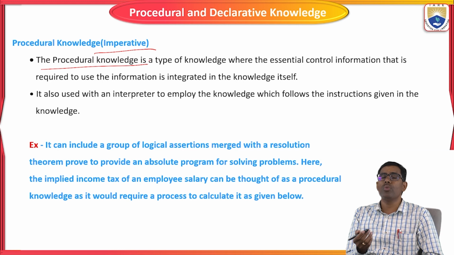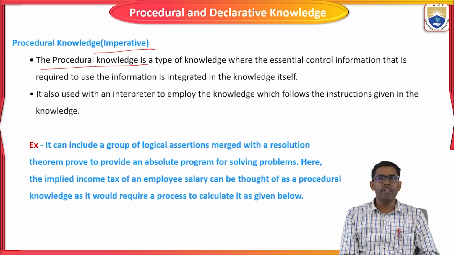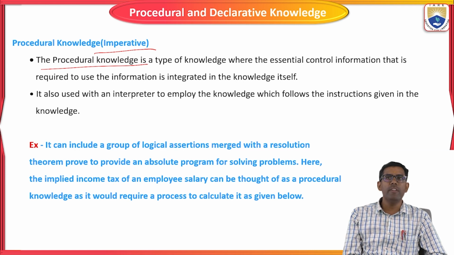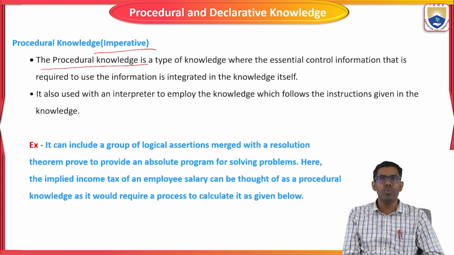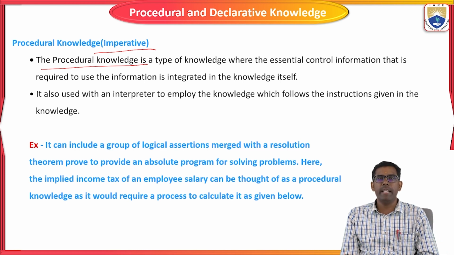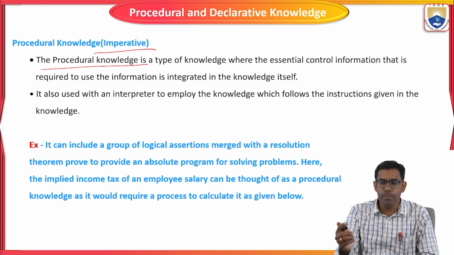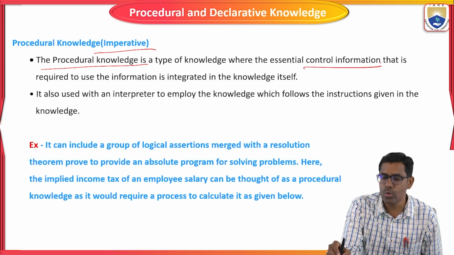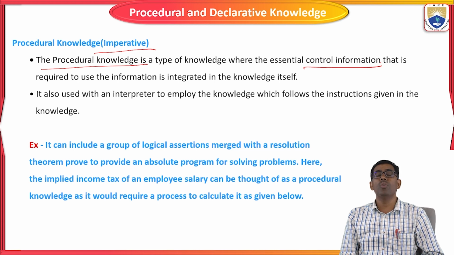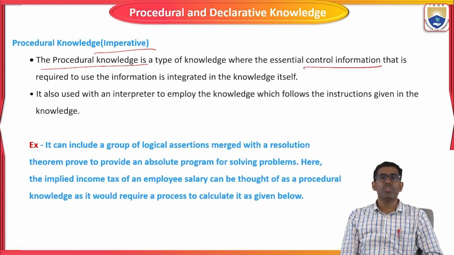One type of knowledge representation is procedural knowledge, where the essential control information required to use the information is integrated. The important point is the control information. To use procedural knowledge in artificial intelligence machines, we have to keep some control information to analyze, design, or gain knowledge about the particular problem statement.